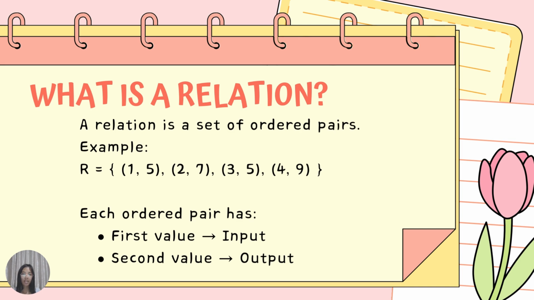So what is a relation? A relation is simply a set of ordered pairs. For example, we have this relation R is a set of (1, 5), (2, 7), (3, 5), and (4, 9). Each ordered pair contains a first value, which we call the input, and the second value, which is the output. Relations help us understand how two sets of values are connected.